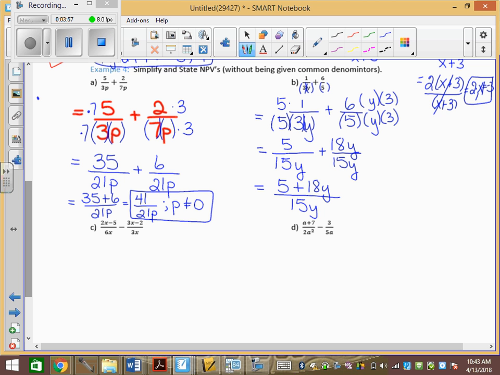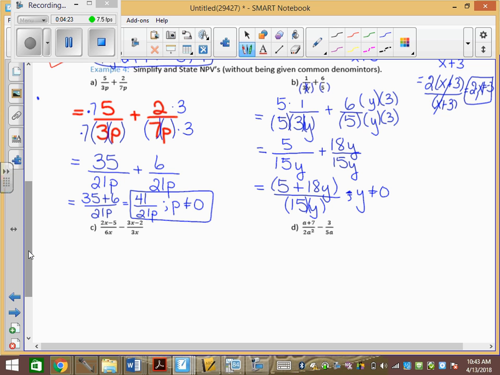The 5 plus 18y is connected, is it not? So I'm going to put brackets around it so I don't accidentally try and cross off the 5 and the 15, because I can't. 5 plus 18y is only going away if there's a 5 plus 18y in the denominator. Is there? No, so this can't simplify anymore. Okay? And what would my non-permissible value be? y can't equal 0.